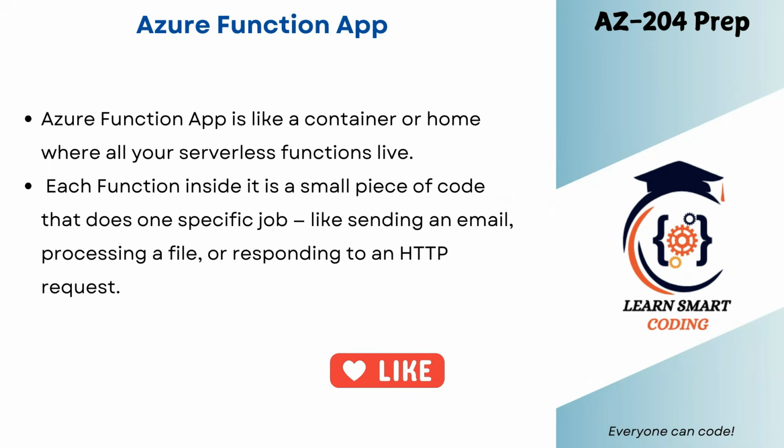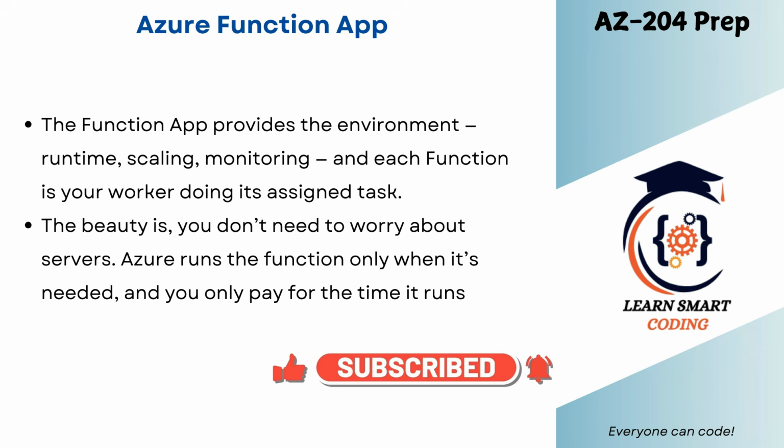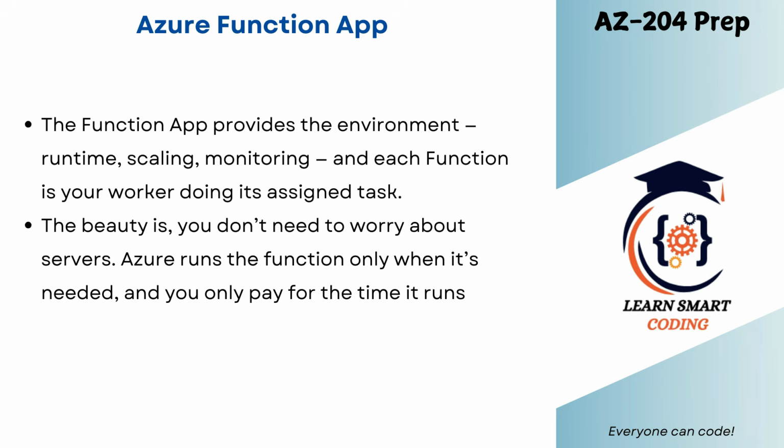Azure Function app is like a container or home where all your serverless functions live. Each function inside it is a small piece of code that does one specific job, like sending an email, processing a file, or responding to an HTTP request. The function app provides the environment, like runtime, scaling, and monitoring, and each function is your worker doing its assigned task. The beauty is, you don't need to worry about servers. Azure runs the functions only when it is required, and you only pay for the time it runs.